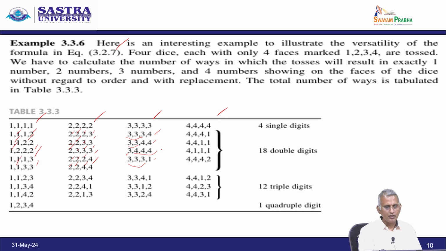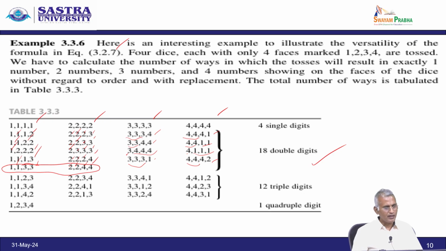Next one is 3 fours and 1, 2 fours and 2 ones, and 1 four and 3 ones, and 4442. So, now you calculate totally 4 plus 4 plus 4 plus this, totally 18 will come, because one more extra term is associated with 1133, 2244. Therefore, we have 16 plus 2 is 18. So, 18 double digits will come.